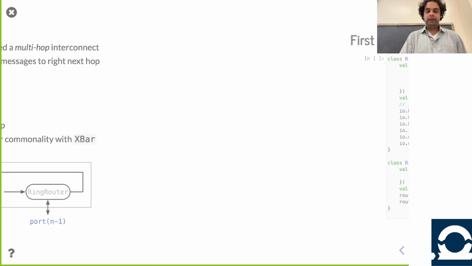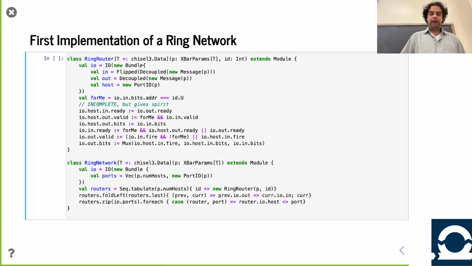So then, let's try to write this ring router, right? So what does it look like? Well, we have the actual ports from the prior slide, right? Input port, output port, and then the port to the host, right?